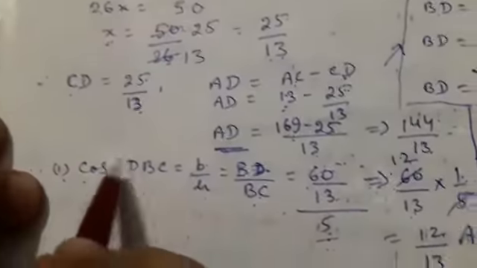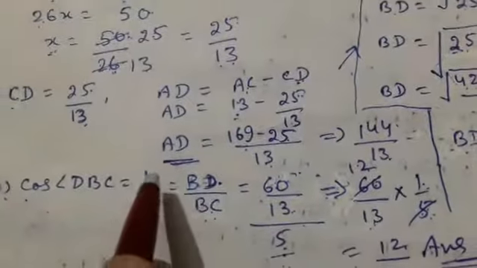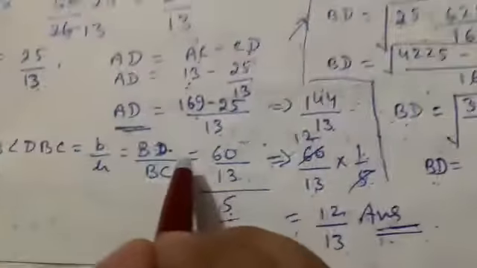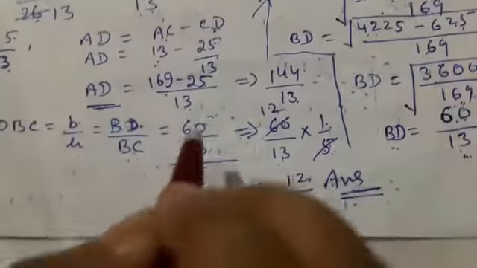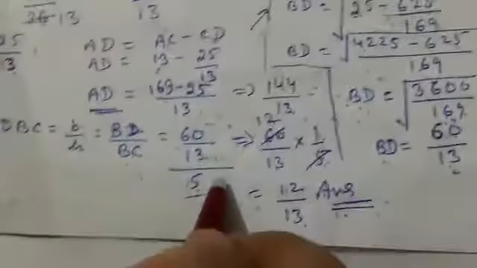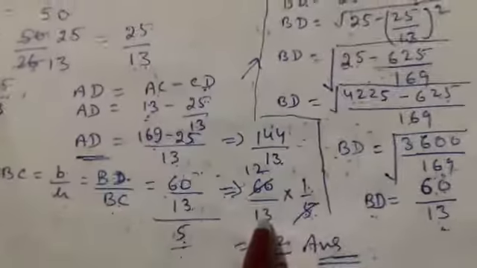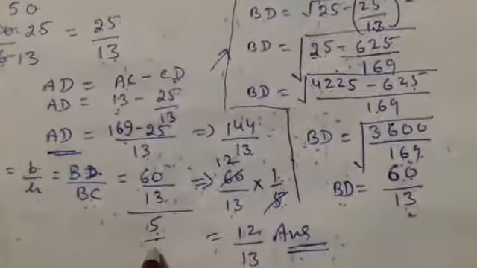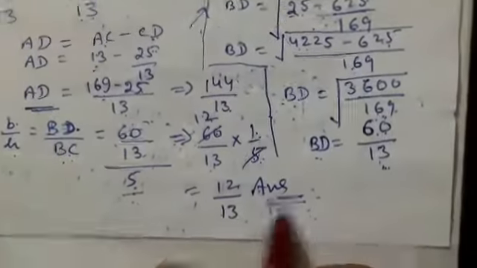Let us find out the value of the first part. Cos angle DBC is equal to, angle DBC, cos is B by H. According to this angle, cos is equal to B by H, meaning BD by BC, meaning 60 by 13 upon the value of BC, which is given as 5. So 60 by 13 into, here we will reciprocate this number, 1 by 5. 5 12s are 60. So 12 by 13 will be our answer.